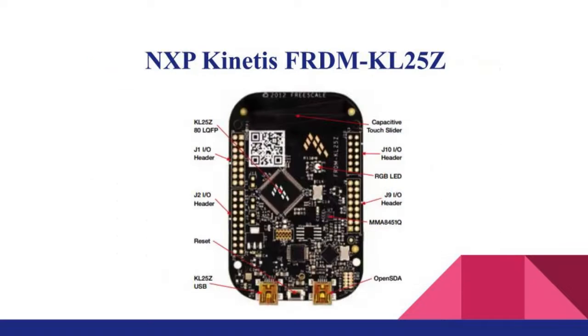Talking about the NXP Kinetis, this board, the Freedom KL25Z, is an ultra low cost development board by Kinetis, which utilizes the ARM Cortex processor. This is a very energy efficient microcontroller. It has 128 kilobytes of flash and 16 kilobytes of RAM. This is also a fully featured demo board.